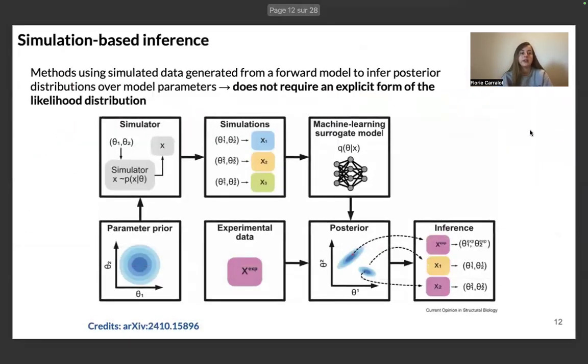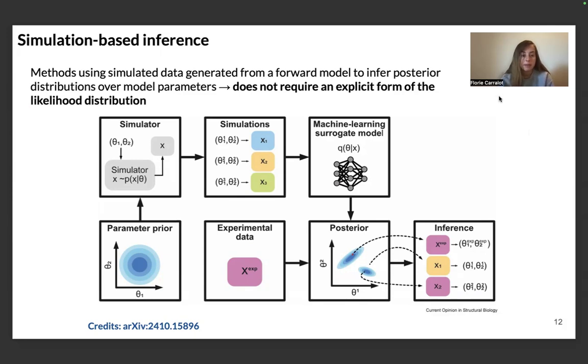Okay, so what is simulation-based inference? In general, it designates methods that use simulated data generated from a forward model to infer a posterior distribution over model parameters. And the main point of SBI is that it does not require an explicit form of the likelihood distribution. So in general, this is how simulation-based inference methods are used. In this presentation, I will focus on SBI which uses neural networks.